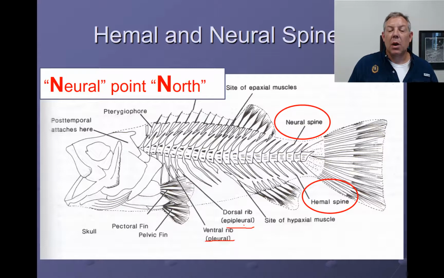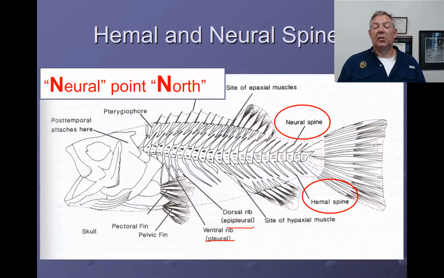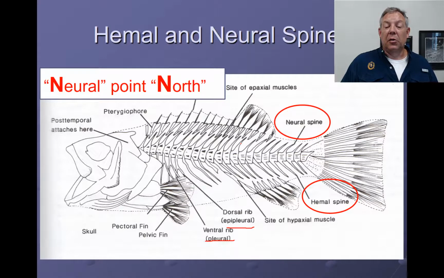One way to try to remember this is neural point north. So the neural ones are the ones that point up. The hemal spines are the ones that point down.